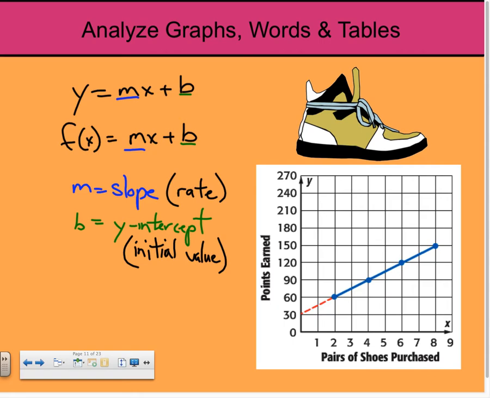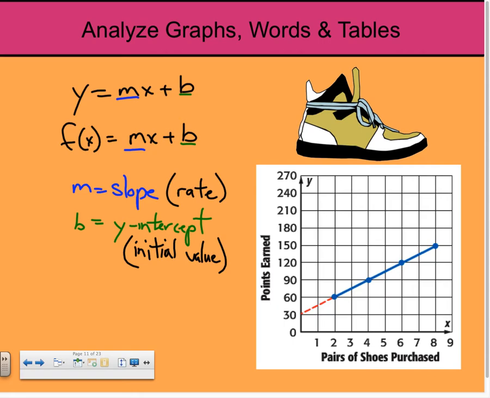So in this first problem, they haven't actually asked us to write an equation or a function, but what they have asked us to do is to find and interpret the rate of change and the initial value. So we're trying to find the slope and the y-intercept basically. So we have a shoe store. They offer free points when you sign up for the rewards card. We want to know what that reward plan is.